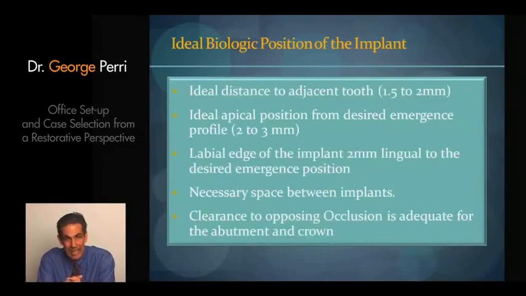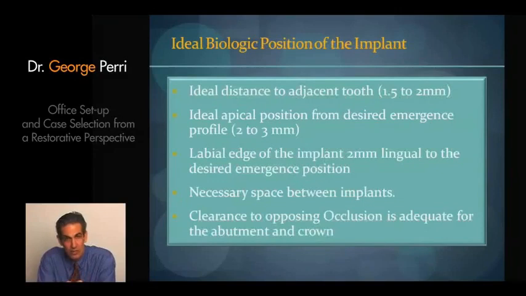For especially the anterior placement of implants, the labial plate tends to be thin and very easily damaged. If we place the implant too far labially, we can press on that labial plate, leading to bone loss, and as we saw in the previous case, the lack of bone, the lack of soft tissue, and a terrible restorative outcome. So we like to see at least a 2 millimeter lingual positioning of the labial edge of the implant from the desired emergence profile.